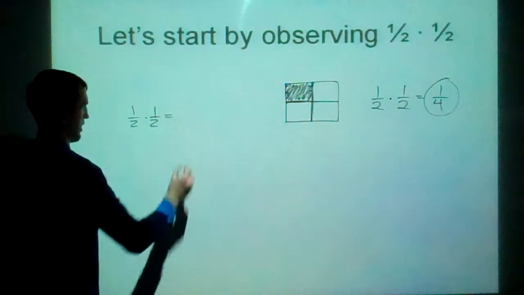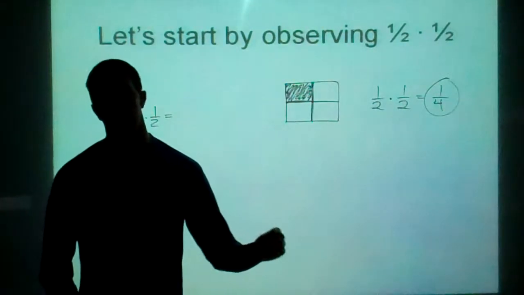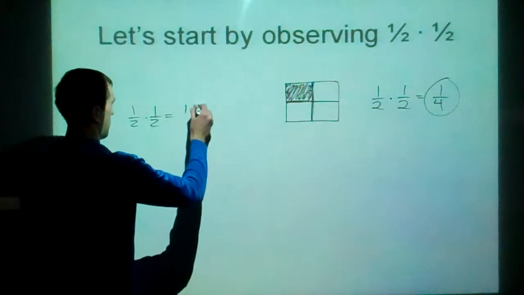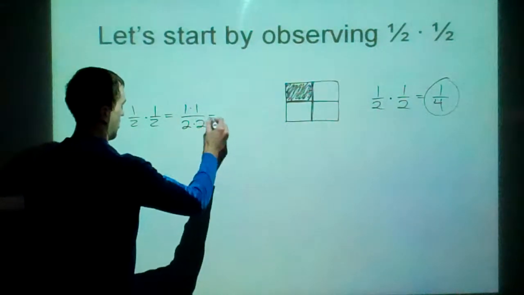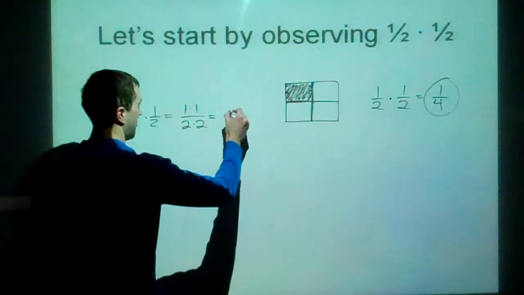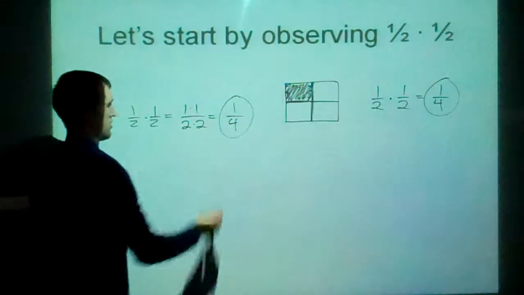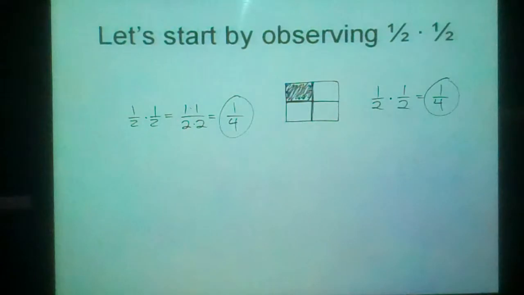Now, the way that we can do that without drawing a picture is just to take 1/2 times 1/2, and we say, okay, we're just going to multiply straight across. Numerator times numerator, and denominator times denominator. So 1 times 1, all over 2 times 2. 1 times 1 is 1, and 2 times 2 is 4. So there we go. That is the concept behind multiplying fractions.